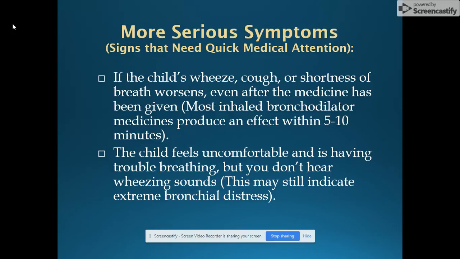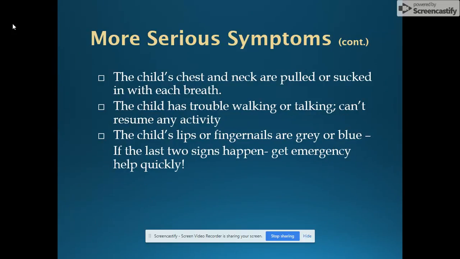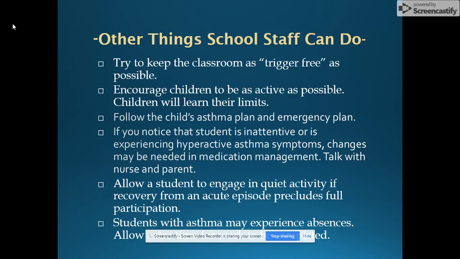The child feels uncomfortable and is having trouble breathing, but you don't hear any wheezing sound. This may still indicate extreme bronchial distress. The child's chest and neck are pulled or sucked in with each breath. The child has trouble walking or talking, can't resume activity. The child's lips or fingernails are gray or blue. If the last two signs happen, get emergency help quickly.